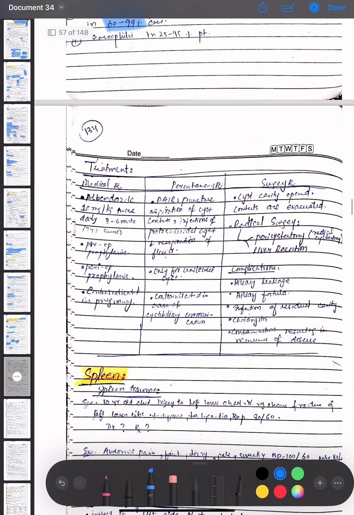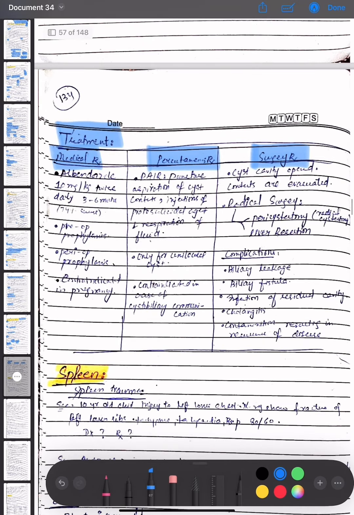These are medical treatment, percutaneous treatment, and surgical treatment. In medical treatment, albendazole 10 mg per kg twice daily for 3 to 6 months, with 74% success. Pre-operative and peri-operative prophylaxis is given, and it is contraindicated in pregnancy.